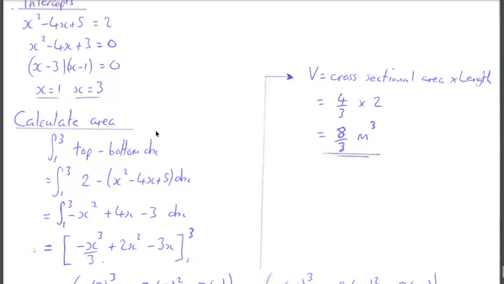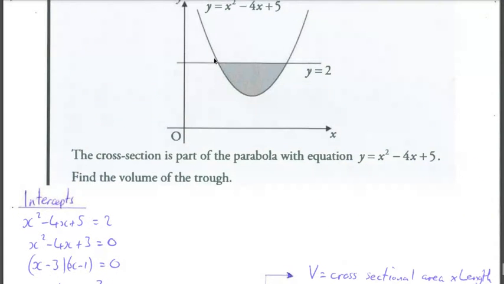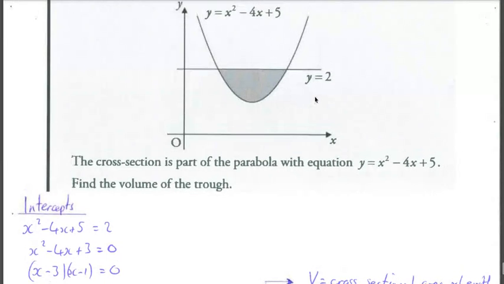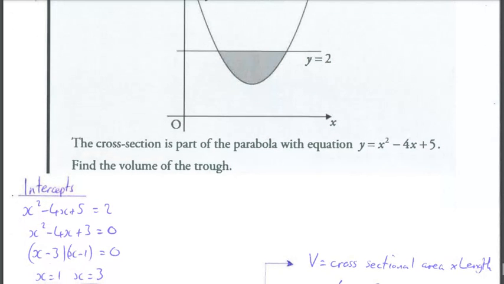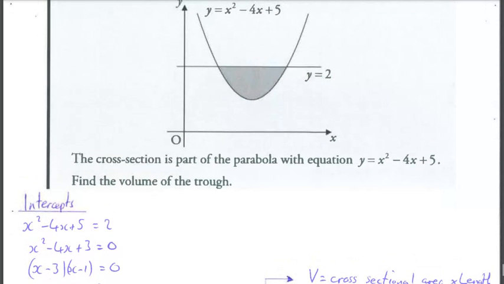Right, calculate the area. So what do we have here? We have a line on the top in this region here. The line is on top. What's the equation of the line? y equals 2. What's the equation of the parabola, or the curve? x squared minus 4x plus 5. So remember, guys, it's always the top curve minus the bottom curve.